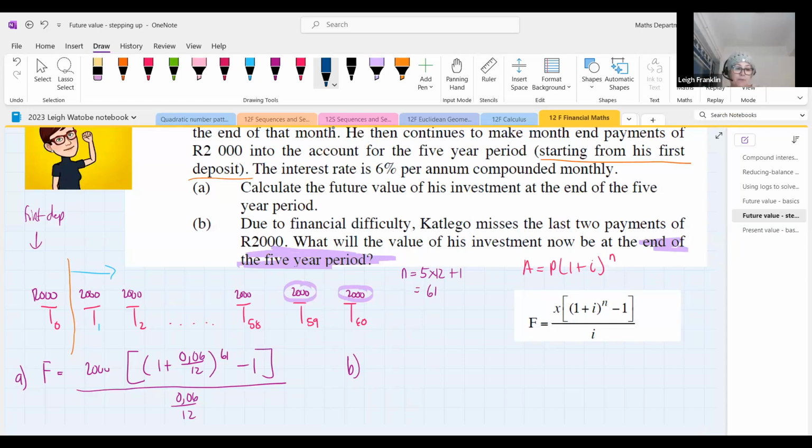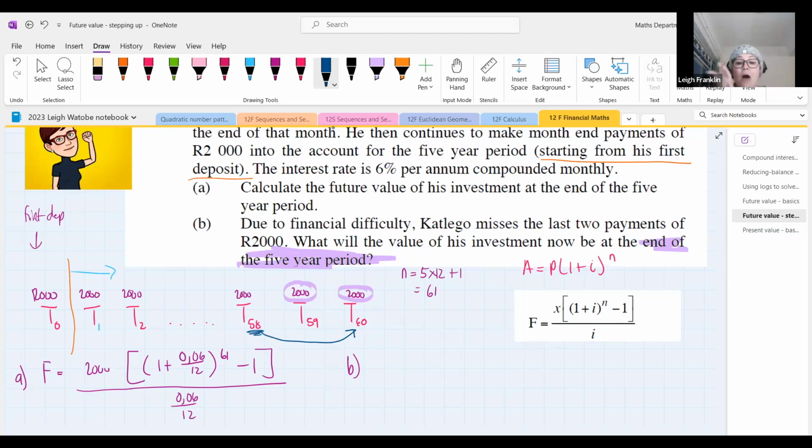He cannot make a payment at T59 because he doesn't have the money to do so. He does not make a payment at T60 because he does not have the money to do so. So that means his regular payments stop, but he still leaves the money in the account. He hasn't taken it out. So after he makes his last payment at T58, the money has to earn compound interest to the end of the 5-year period. Okay, so we're going to have that extra bracket at the end.